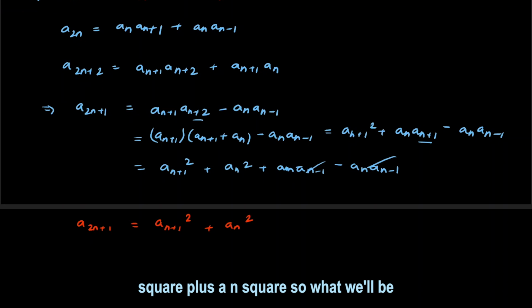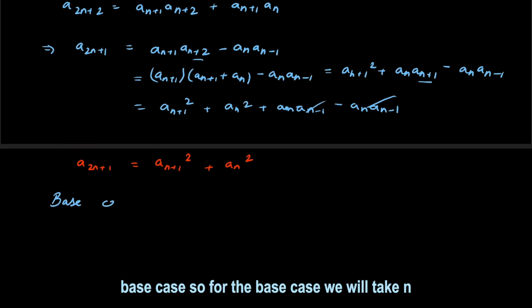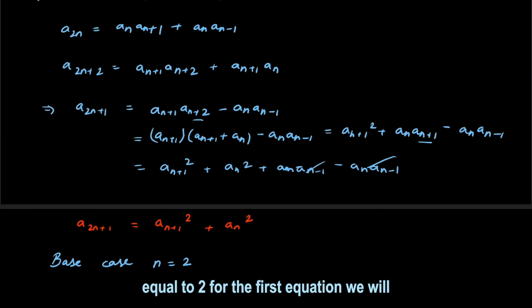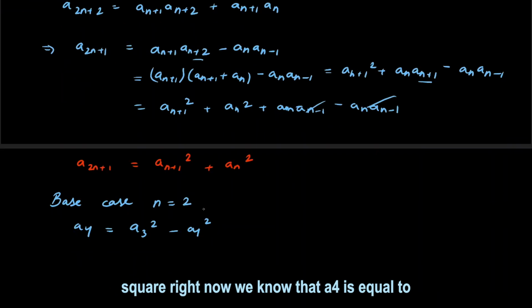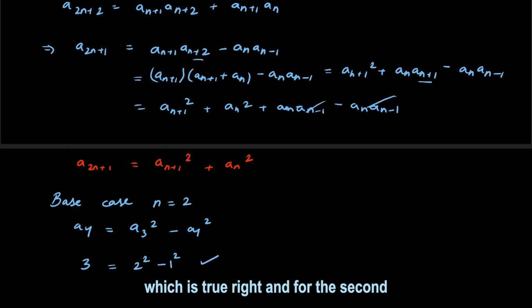So what we'll be doing is we'll be proving both these equations by induction. So let's take the base case. For the base case, we will take n equal to 2. So for the first equation, we will have A4 is equal to A3 squared minus A1 squared, right? Now we know that A4 is equal to 3. So 3 is equal to 2 squared minus 1 squared, which is true, right?